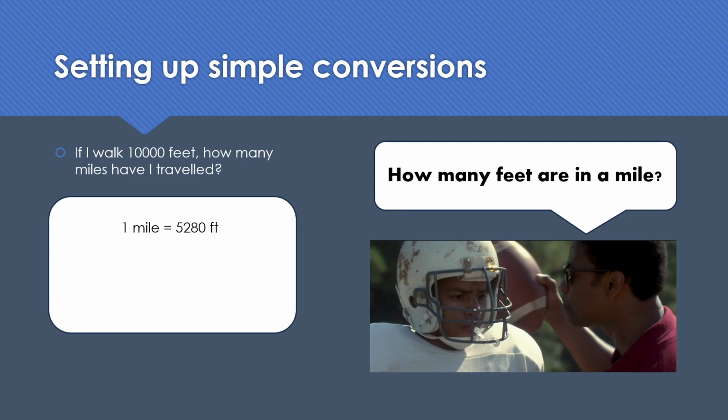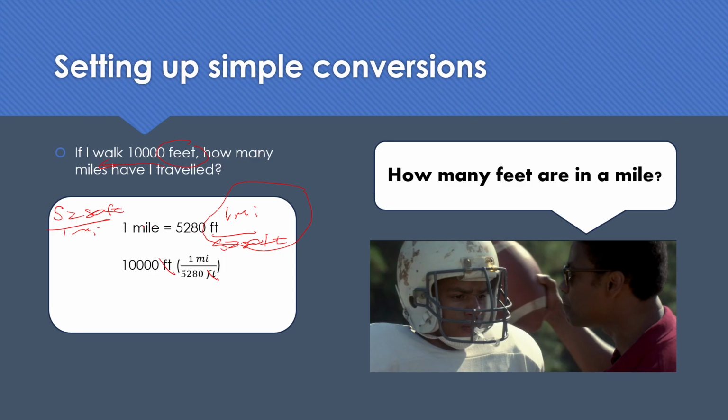Now, it does matter in what order I put these, right? Because I could write this in 2 different ways. I can write this as 1 mile per 5,280 feet, but I could also write it as 5,280 feet per 1 mile. Now, because I'm converting from feet to miles, I'm going to want the feet on the bottom, so I have feet over feet, it'll cancel, and miles on the top. Okay, so I'll do 10,000 feet times 1 mile over 5,280 feet, so that feet cancels.